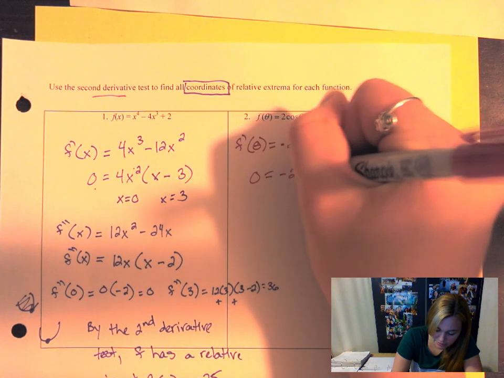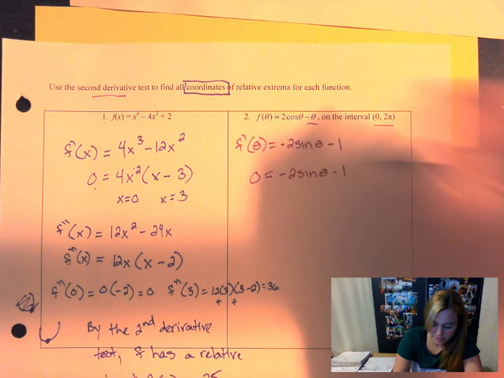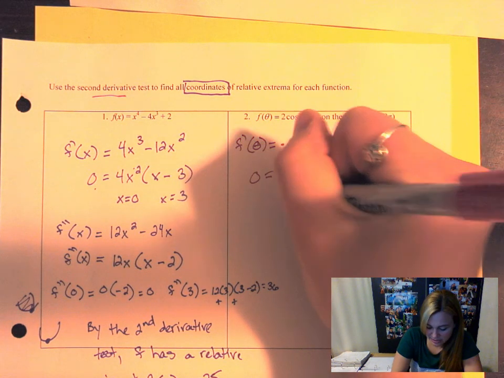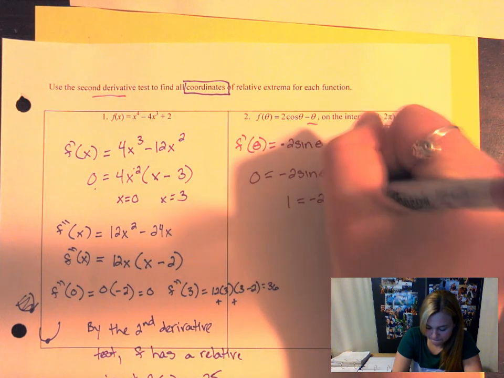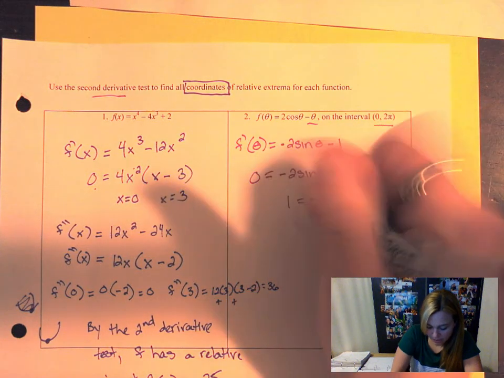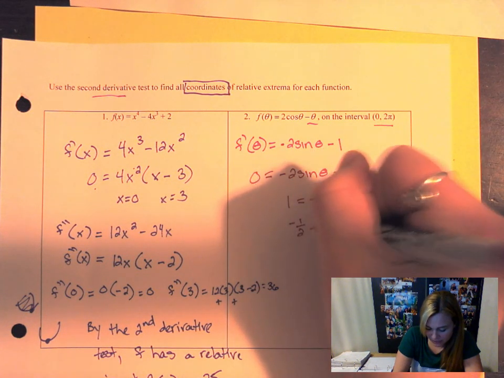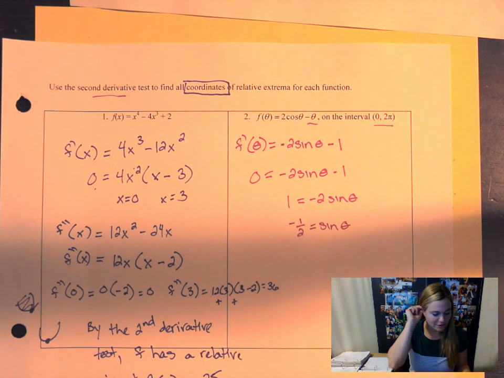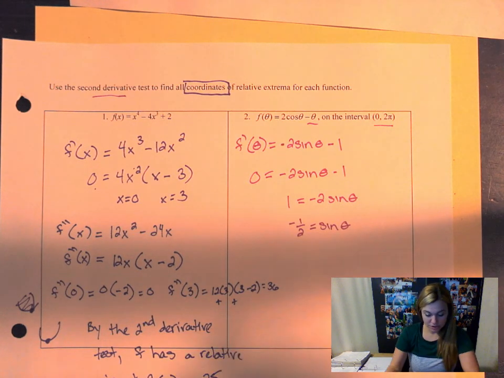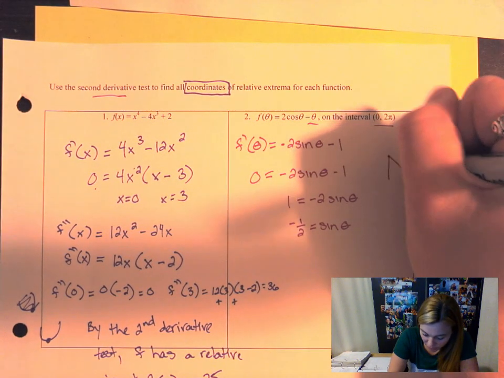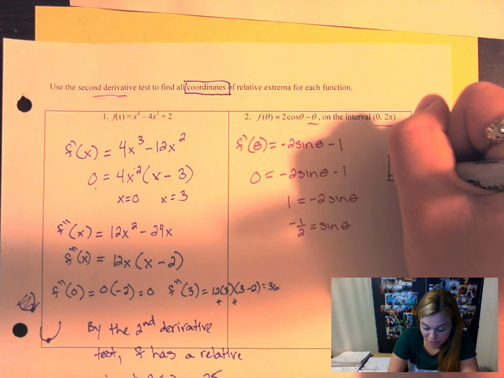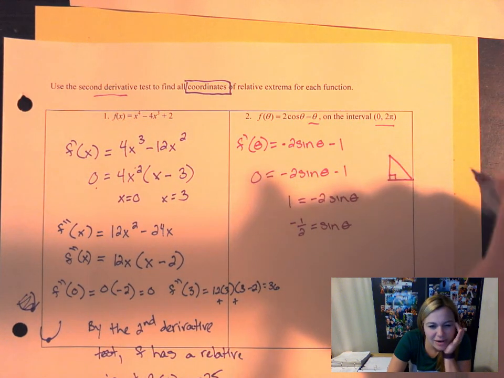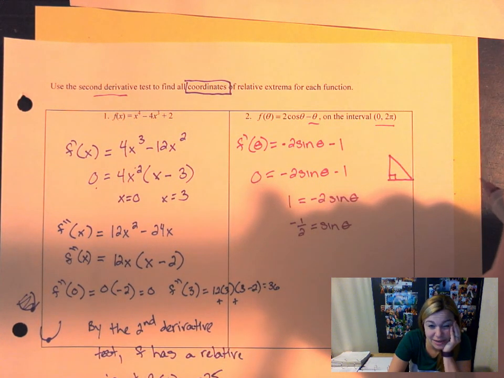Negative 2 sine of theta minus 1. Add 1 to both sides. And then I would get negative 1/2 is equal to sine of theta. Okay, here's where you have to think through some trig. This isn't everybody's favorite. Maybe it's not your favorite, but it's okay. So you're going to be thinking, or I think there's lots of ways. Maybe you're thinking about the unit circle and you're like, where is sine of theta equal to negative 1/2?